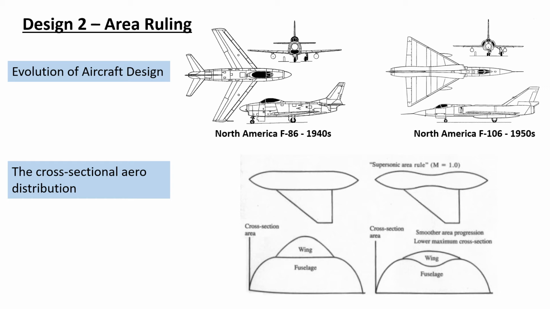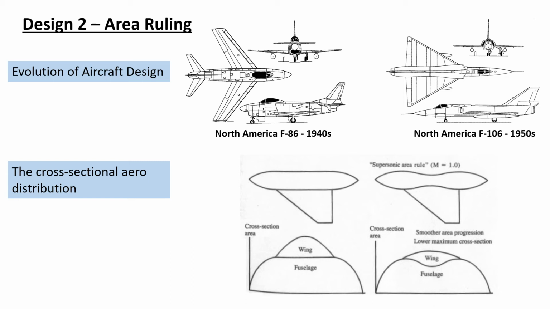In the sketch below, it's just a conceptual drawing. The left is a straight fuselage. The right one is a wedge-shaped fuselage, similar to the F106. And we can see the cross-sectional area distribution. For the right one, with the neckline of the fuselage, we can see the distribution becomes smoother than the straight fuselage.